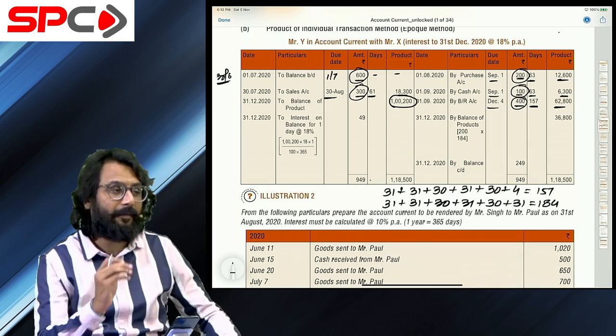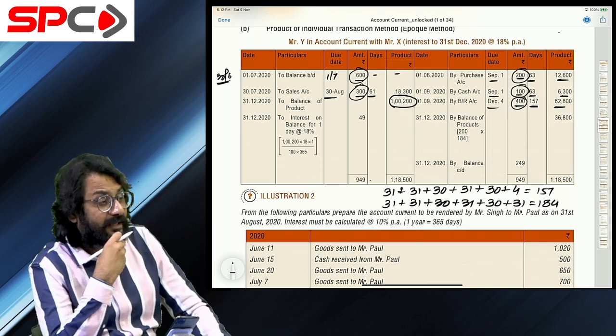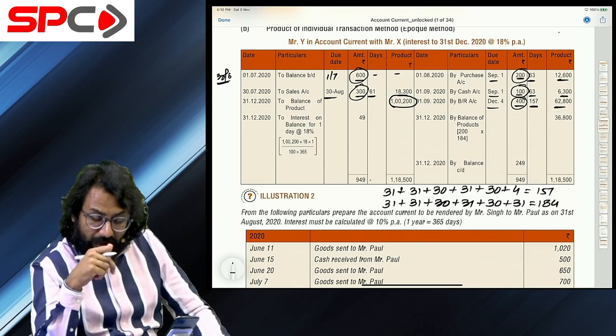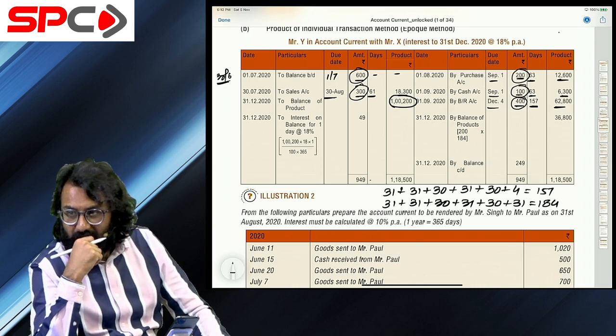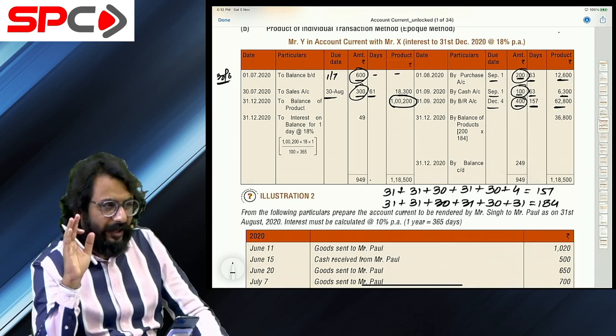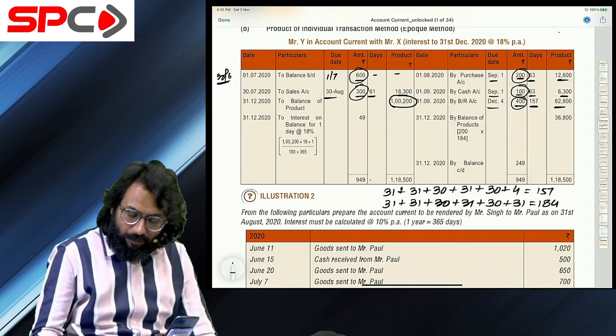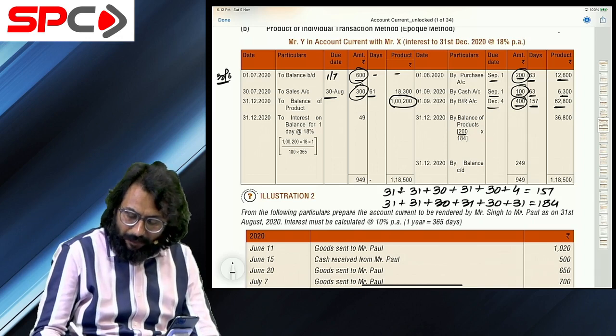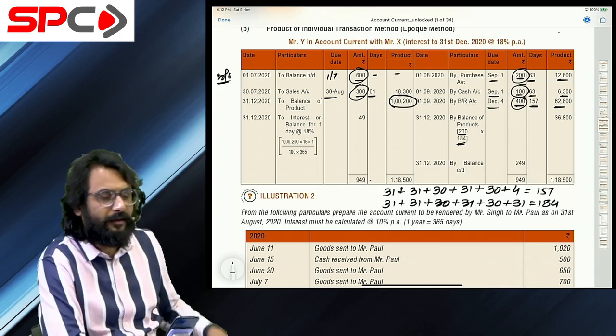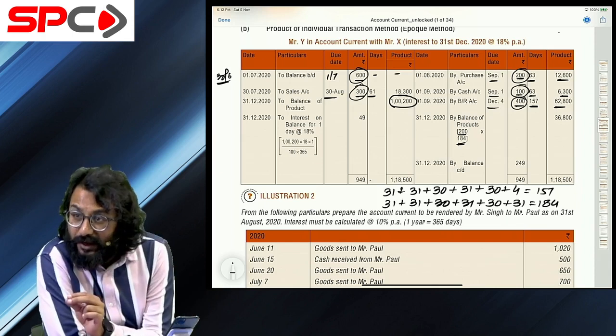184. Let me ask you, which is the balance? The balance is on the credit side. Yes or no? So I write down the balance of product. 200 is my balance without interest multiplied by 184. So whatever is the closing balance, I'll have to calculate interest on that.